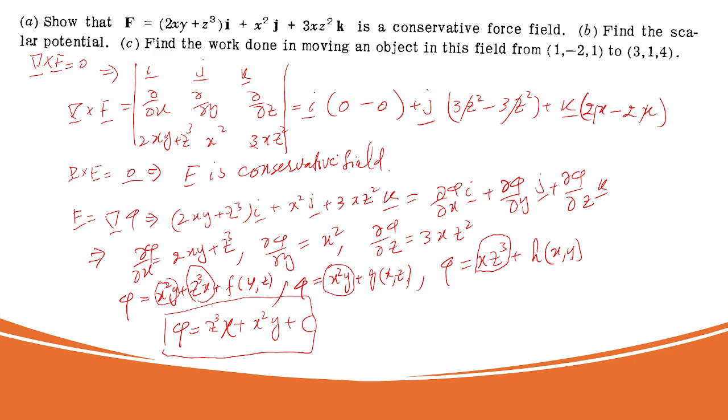For this conservative field, this is the scalar potential. So we did two questions: the field is conservative, and we find the scalar potential. Now the third part is the work done moving an object from point (1, -2, 1) to (3, 1, 4). So that is the question we have to attempt.